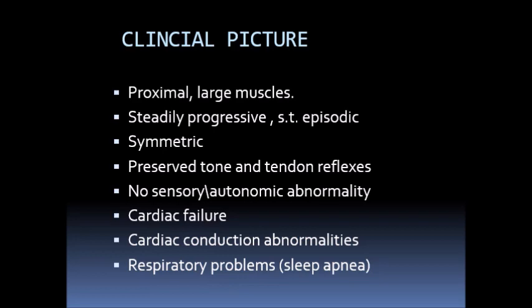But you won't see any sensory changes or autonomic abnormalities like what you see with neuromuscular junction disorders, like Lambert-Eaton, or with polyneuropathies. And now you need to be aware that some myopathies can affect the cardiac muscle, and so they can cause cardiac failure, and they can also cause cardiac conduction abnormalities, various kinds of bradycardias, or even tachycardias and arrhythmias. And of course, respiratory problems are one of the bad outcomes of these disorders when they affect the respiratory muscles, and they can also present with sleep apnea sometimes.